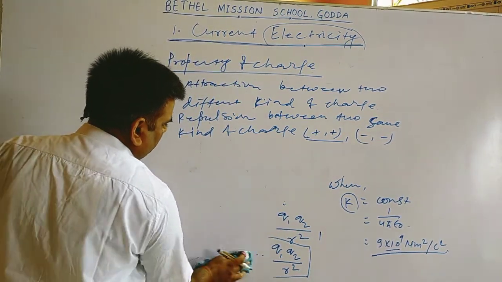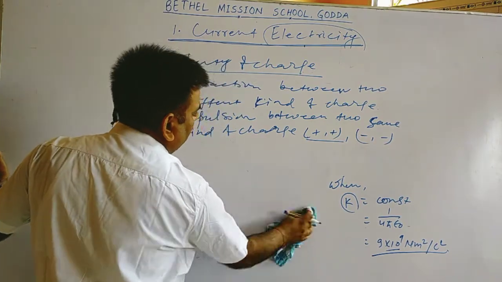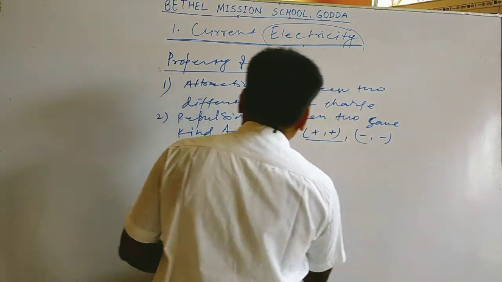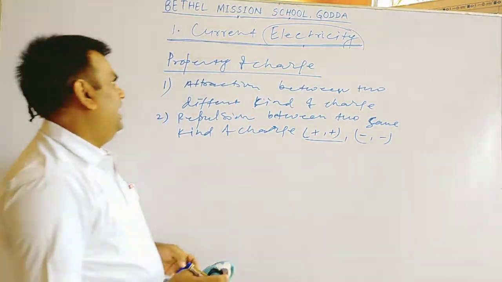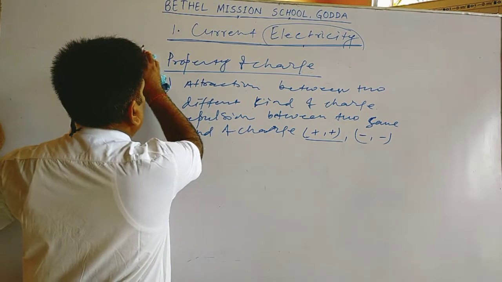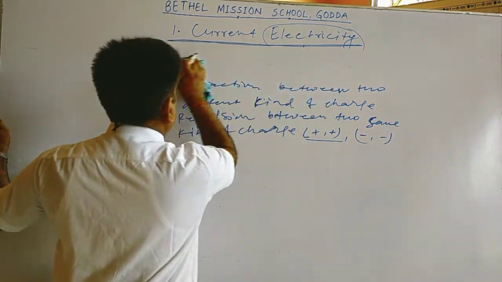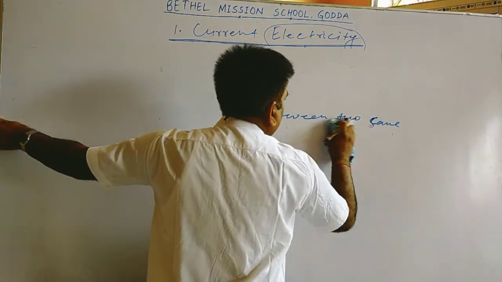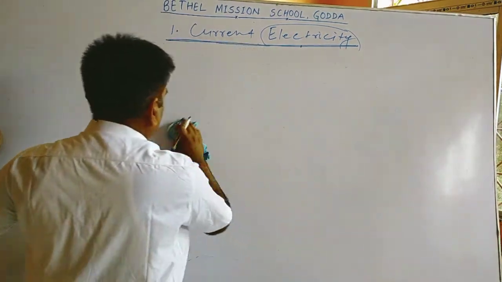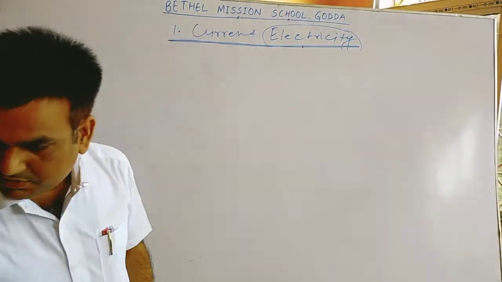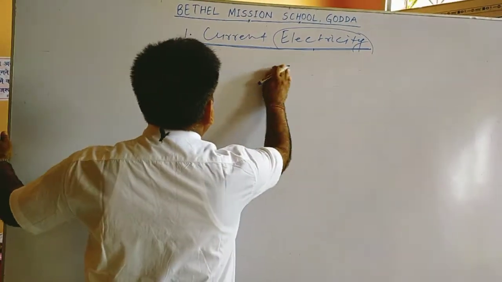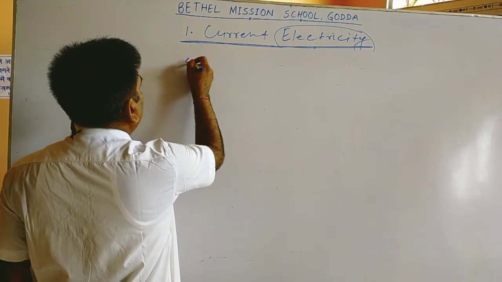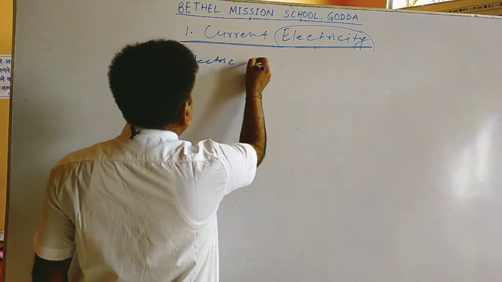So this is the topic which is related to charge. Now we will discuss another topic, and this is electric potential. Electric potential is a kind of property of the charge which flows from infinity to a point.